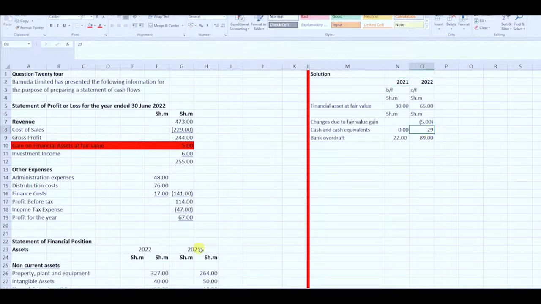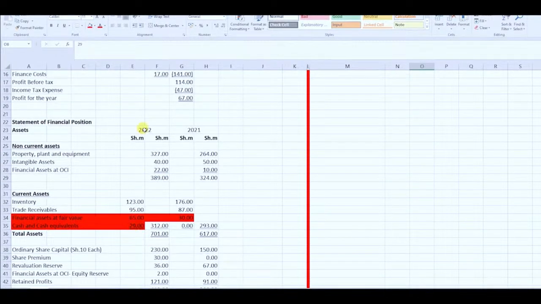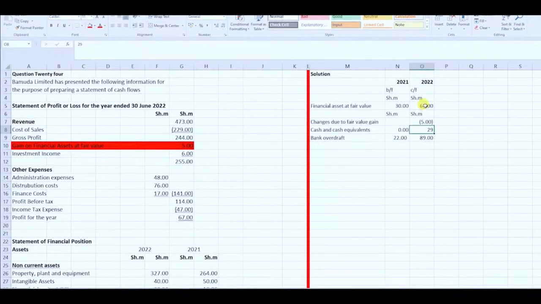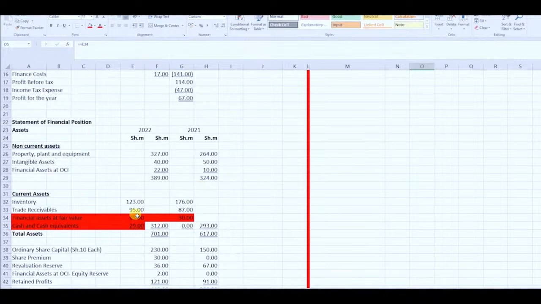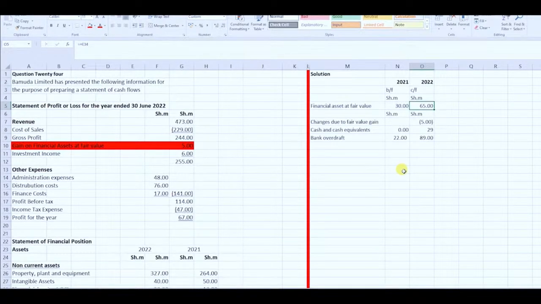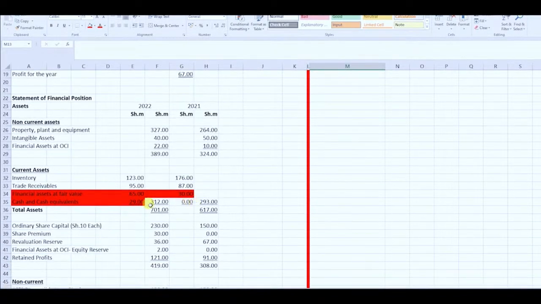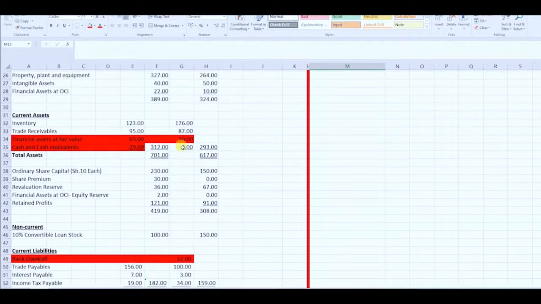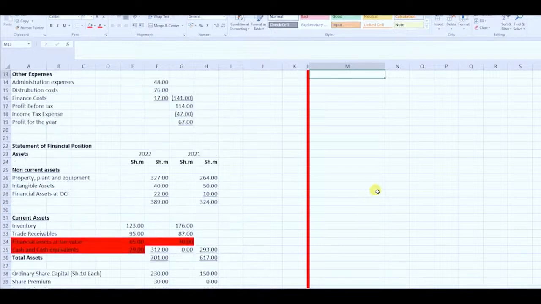So if this is 2022, we got 29, and that's where we put the 29 over here. It is 22 over there. Remember the 65 over here, financial asset fair value, 65, we put it under 2022. So it was me who did an error. Apologies for that. So the bank overdraft over here changes the cash and cash equivalents. The bank overdraft should be 22, and here it should not be the sum. Here should be 0, because the bank overdraft for 2021 was 22, which we've gotten right over here. You can see the 22 relates to the year 2021, right above over here, so that is 0.